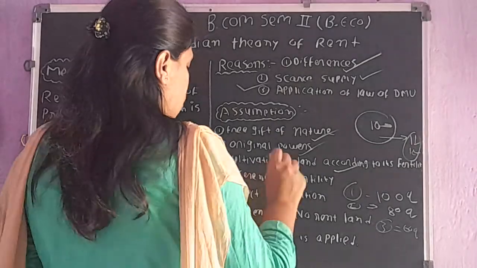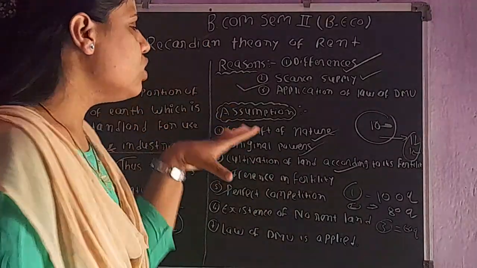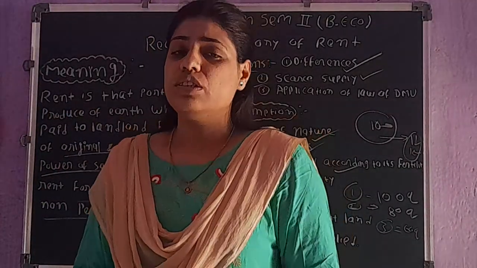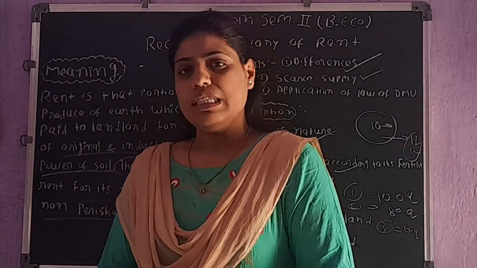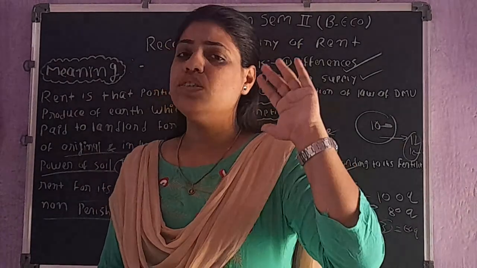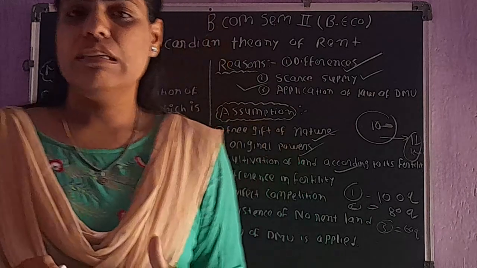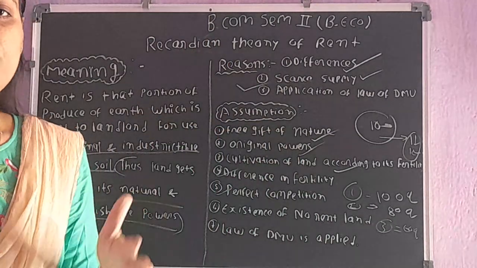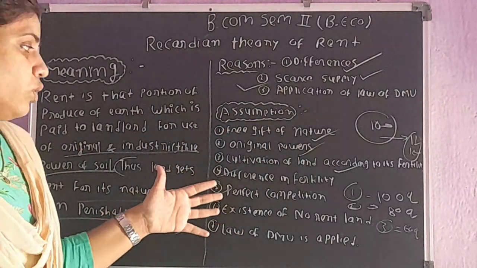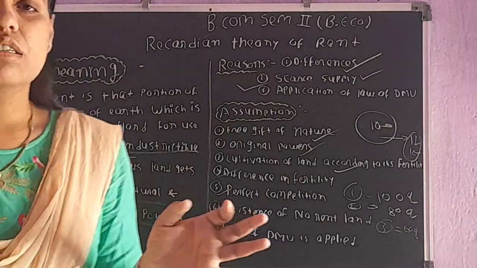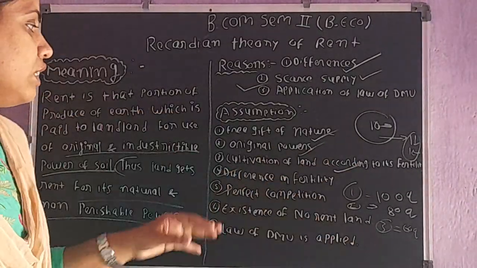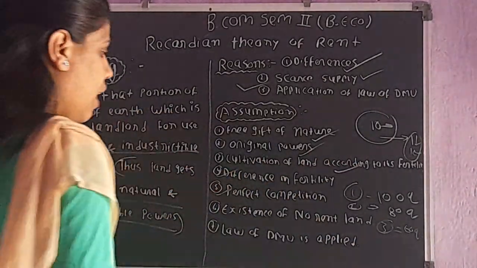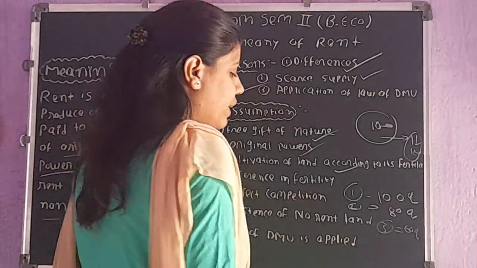After that, perfect competition. Here it is assumed that perfect competition exists in the land market. It means there are a number of buyers for the land, and a number of sellers for the services of the land. Okay, so it is assumed that perfect competition exists in the market for land. After that, existence of no rent land.